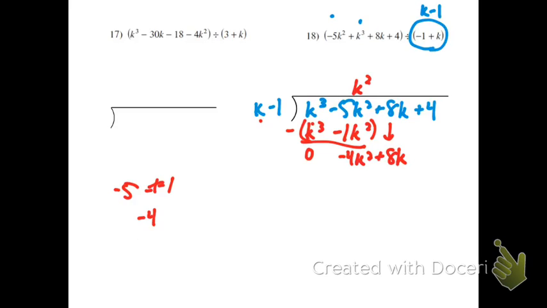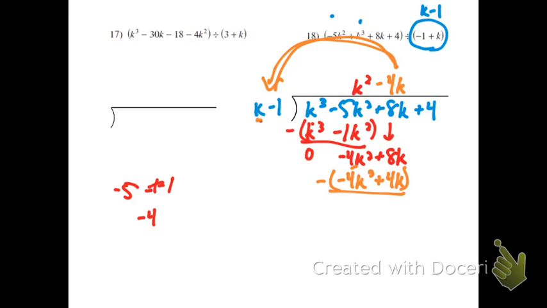Now, what do you multiply by k to get negative 4k squared? That's got to be negative 4k. So I was giving you the answer. Negative 4k times k is negative 4k squared. Once again, I took this and multiplied it by that right now. And so then negative 4k times negative 1 is a positive 4k. And yes, we subtract. So when we subtract, we get a 0 there. Then 8 minus 4. That's going to be just a 4 with a k next to it. And then plus 4 right here.